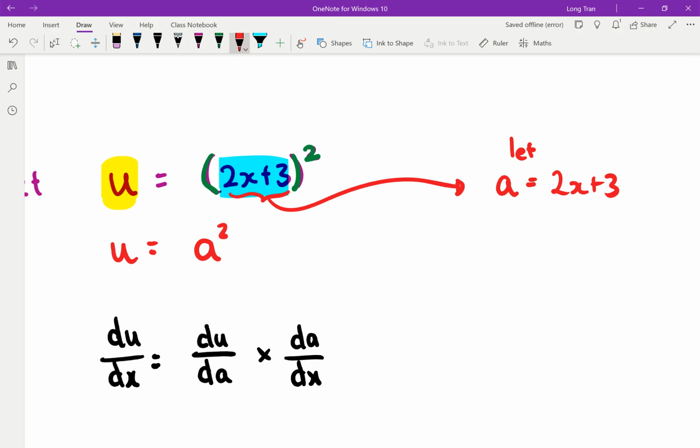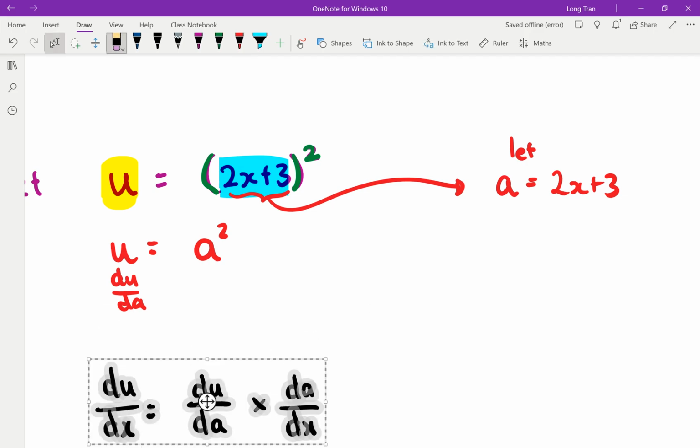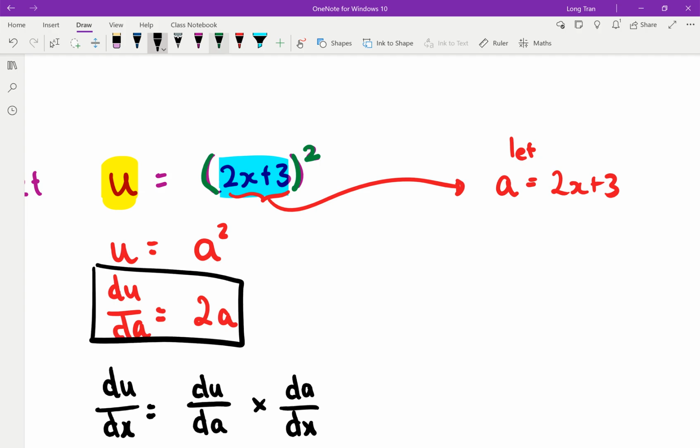So if I asked you now to find delta u delta a, which is the derivative, right? You would say delta u delta a. I should actually give myself a bit more space. I'm going to move this a bit down, and I'm going to rub this one out. Delta u delta a, which is the derivative of this new u equation, is 2a. I'm just going to circle it.